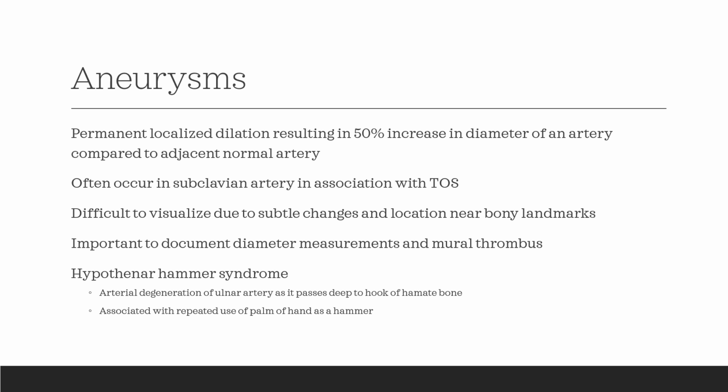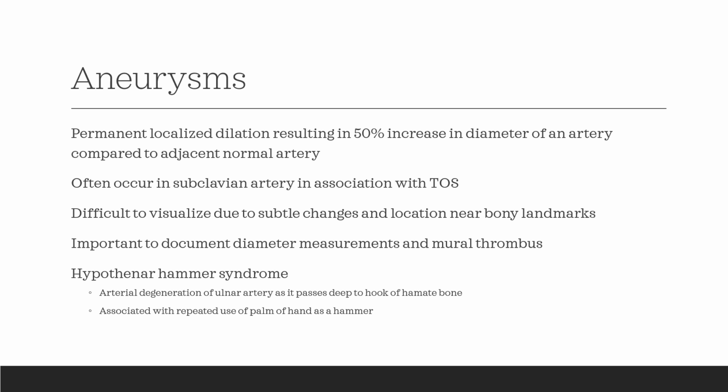All right, now one of the abnormalities besides stenosis or occlusion that you may find in the arterial system is an aneurysm. An aneurysm is a permanent localized dilatation where the vessel itself has a 50% increase over the diameter of the normal artery. So if something measures 1 centimeter in a particular region, and 2 inches down the line, it measures 1.5 or more, that would be considered an aneurysm.